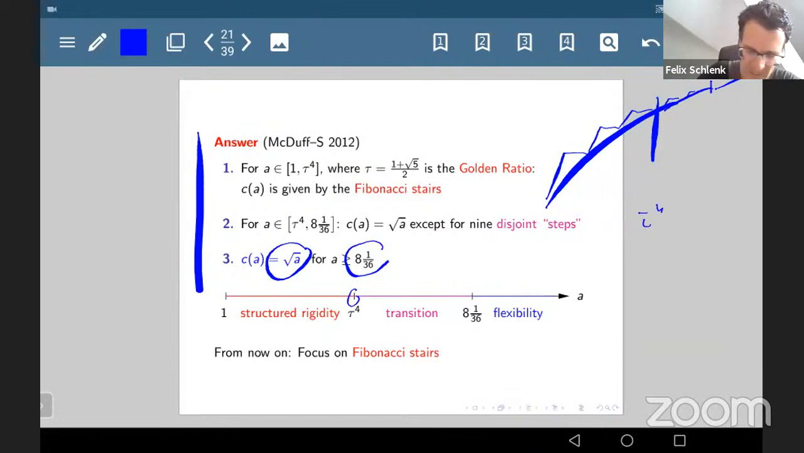Okay, there are 3, right? The transition phase between flexibility and rigidity, then the total flexibility where you can fully fill, and here something like structured rigidity. And this I want to describe. This is the most interesting part. The answer between 1 and tau to the 4.